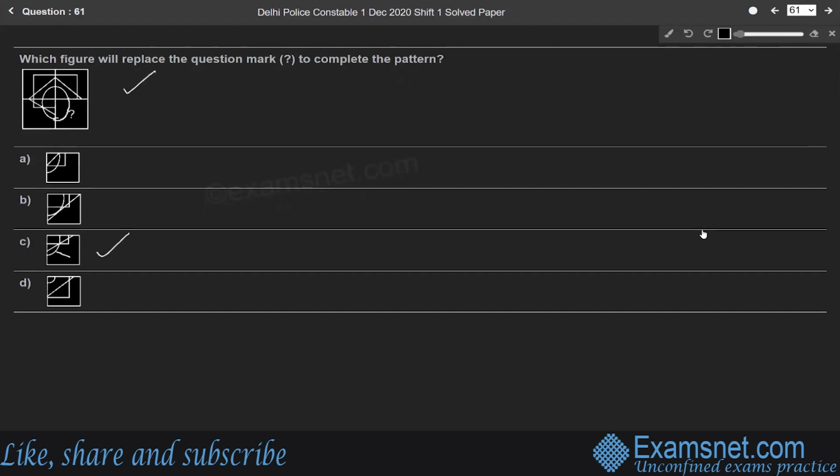Then next is the square part. This part of option C completes this part, right? And the next, the slanting line of option C, completes the rhombus part of the given figure like this. Therefore, option C is the right answer.